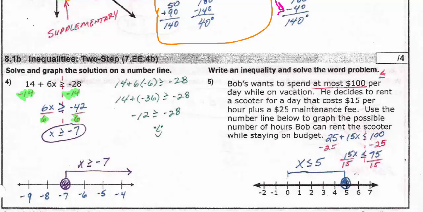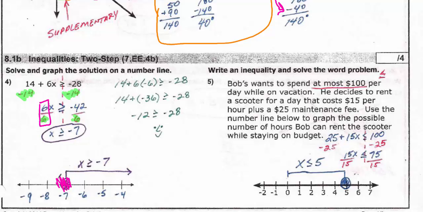Remember, we're dividing by 6 because we want this x to be a giant 1. Now, in this case, there was no reason to change the direction of the sign. You weren't dividing or multiplying by a negative. Some of you changed it, and I'm concerned that some of you think we just always flip it the other way. That's not true. It's only when you're multiplying or dividing by a negative that you change it. So in this case, we get x is greater than or equal to negative 7.